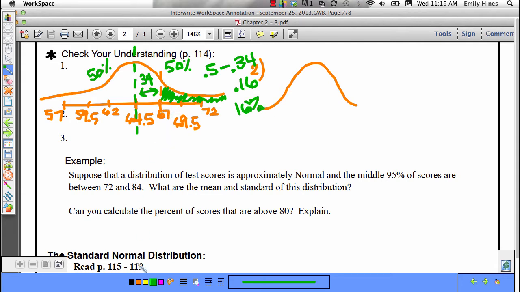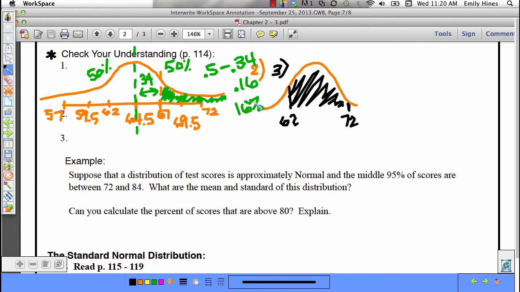Number 3, and since I didn't use this one, we can use this one. For number 3, it wants to know what percent of young women have heights between 62 and 72. So 62 is 1 standard deviation below, and 72 is 3 standard deviations above. So this is the area that I'm looking for.